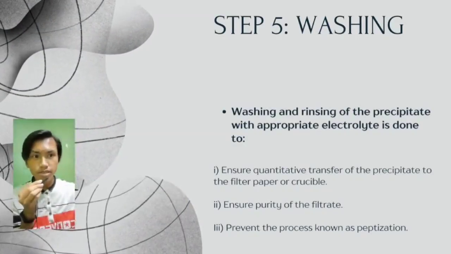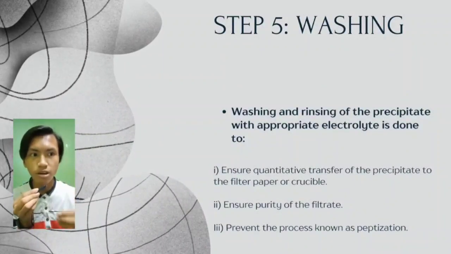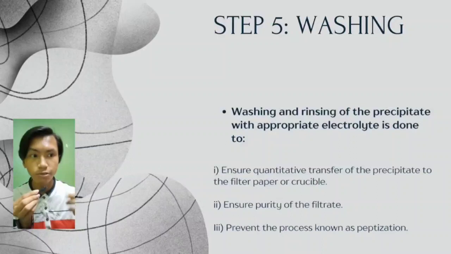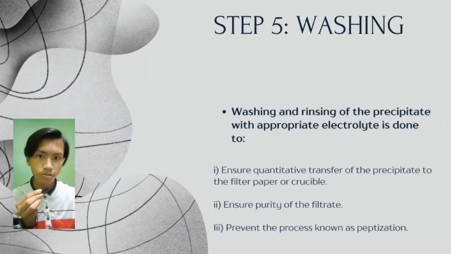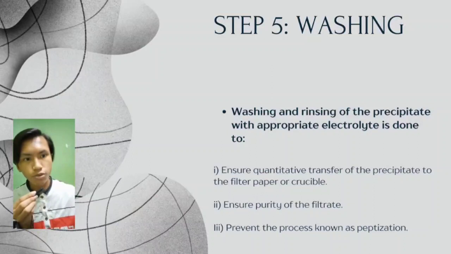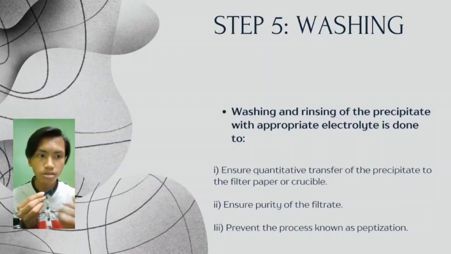We move forward to step 5, which is washing. Washing and rinsing of the precipitate with appropriate electrolytes is done to ensure quantitative transfer of the precipitate to the filter paper or crucible. Also, it is used to ensure purity of the filtrate. And other than that, we use it to prevent the process known as peptization.